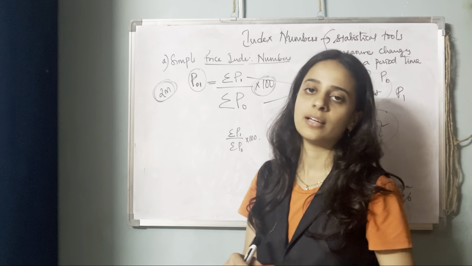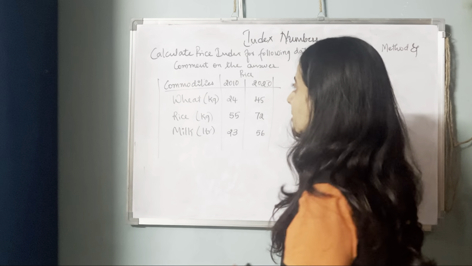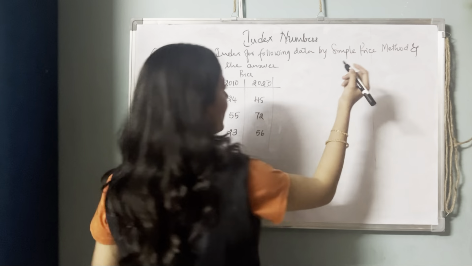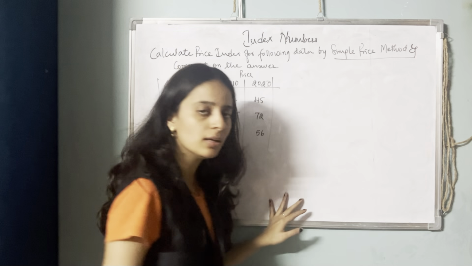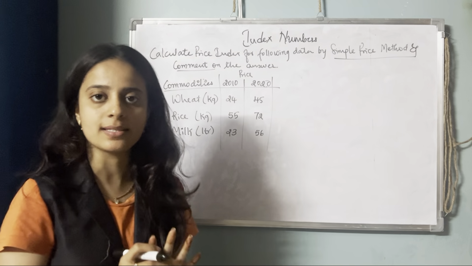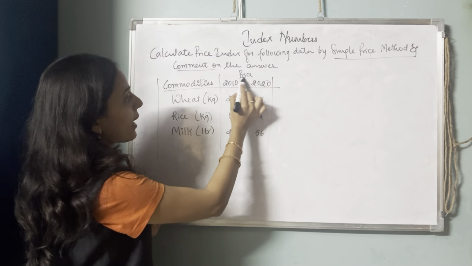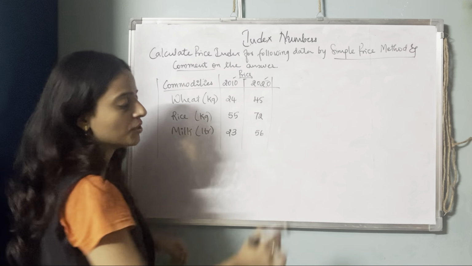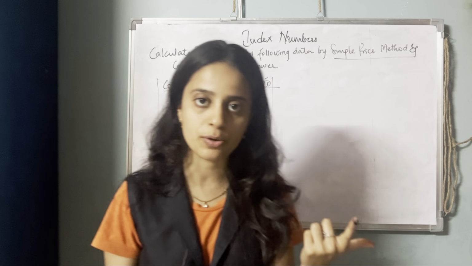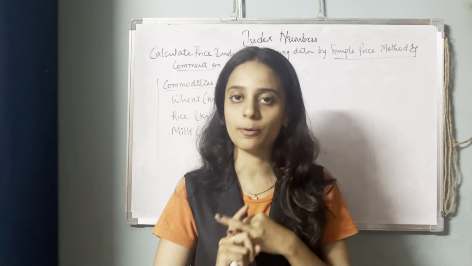Let us solve one question related to this. Here one simple question is given which asks us to calculate the price index number for the following data by the simple price method, and comment on the answer. What is given? They have given us commodities and prices for 2010 and 2020. So as we read, we will understand which is base and which is current.